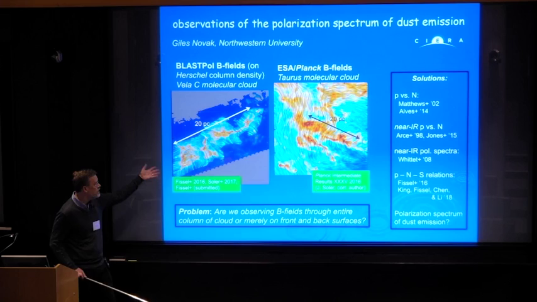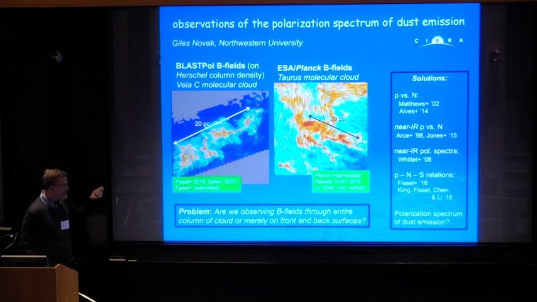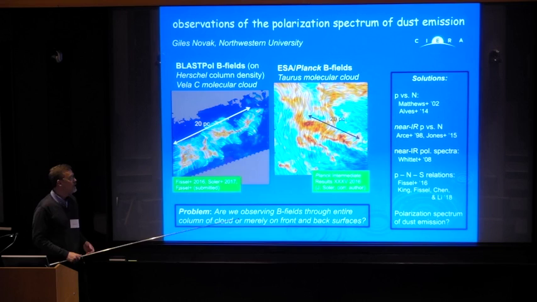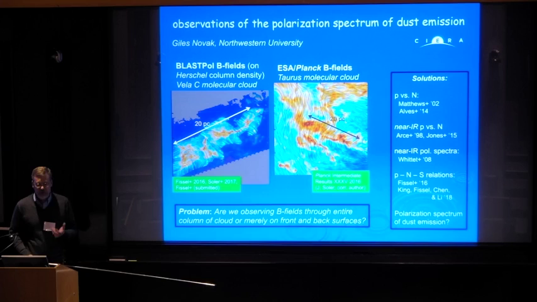But one of the drawbacks of interpreting these maps is that to a large extent, when we make a map like this, we don't really know if we're sampling the field direction through the whole cloud or just on the front and back surfaces. This is due to uncertainties in the grain alignment mechanism. So I'm going to briefly go over some of the ways that observers are trying to constrain this problem so we can make better use of these maps.